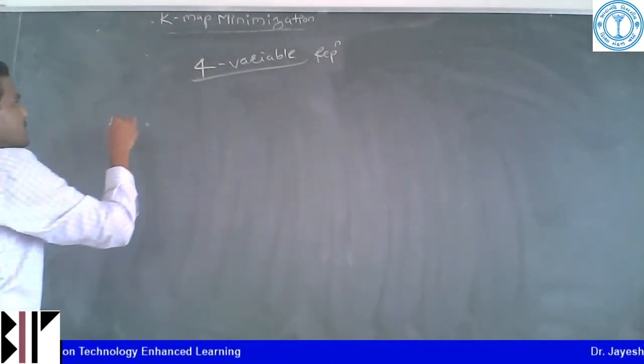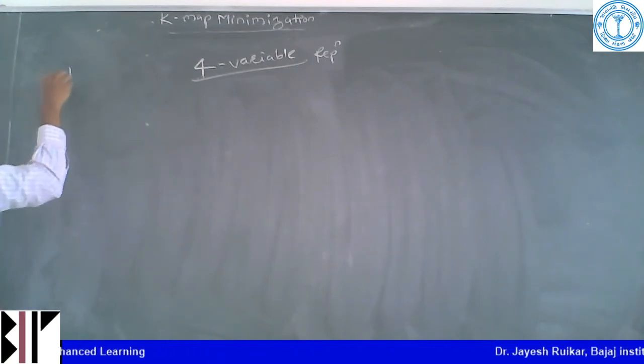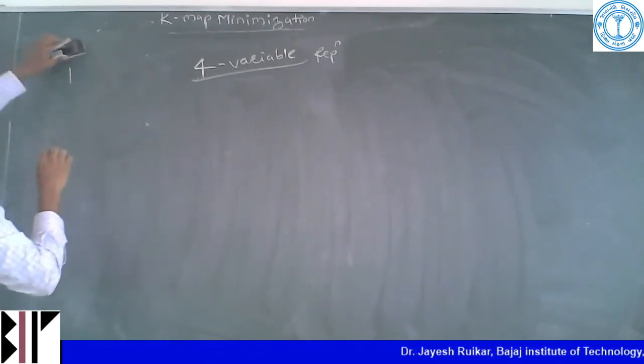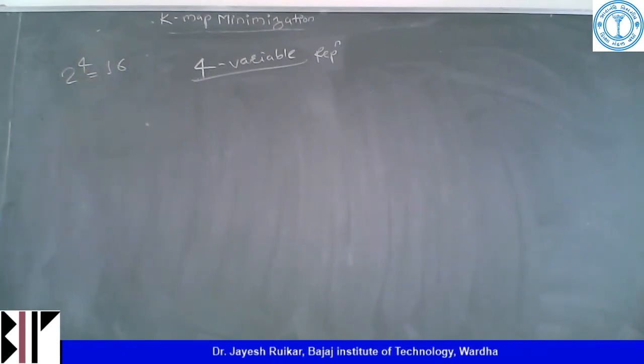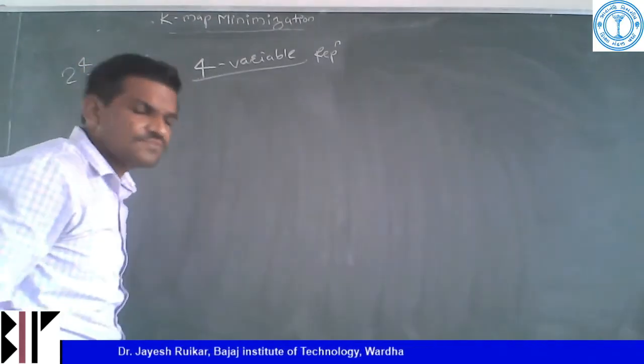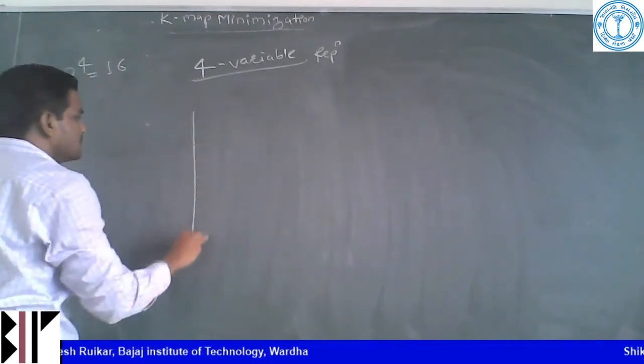How many cells are there for 4 variables? 2 raised to 4 cells, that is equal to 16.